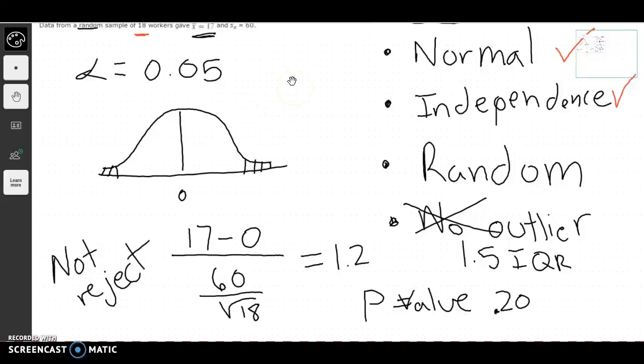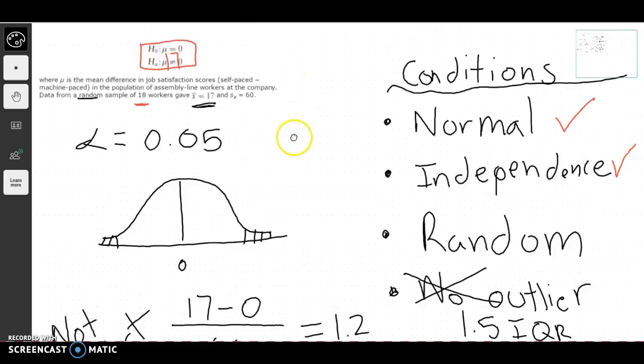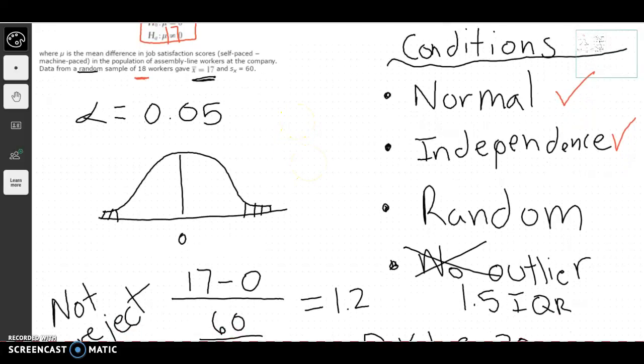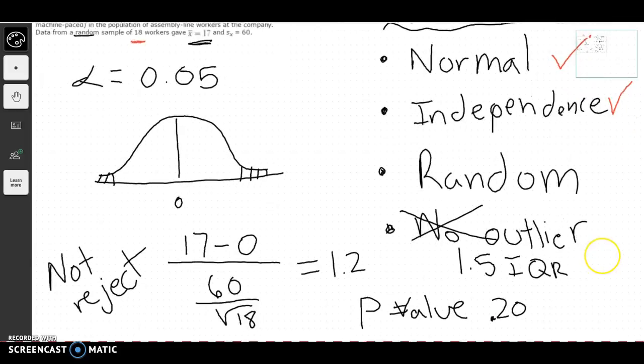But that's essentially how a t-test will go. A t-test will do the exact same thing that we did with a proportion, except now we're using t-statistics. With t-statistics, we have to use degrees of freedom, and remember that outliers really affect us. So if they give us a data set, we have to check for outliers and ask whether anything does not fit the 1.5 IQR rule.